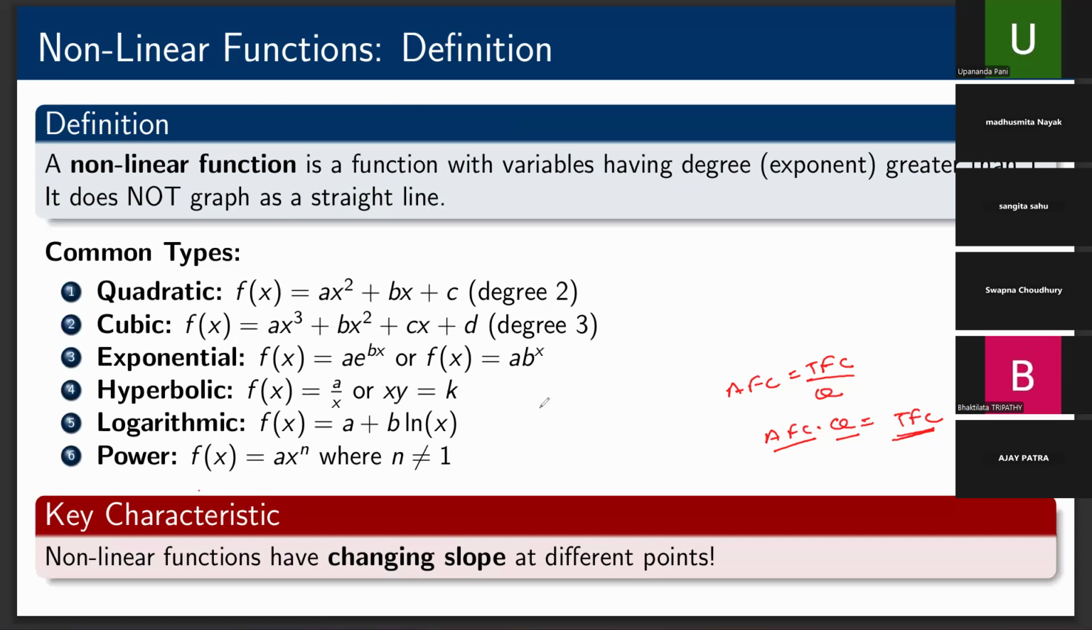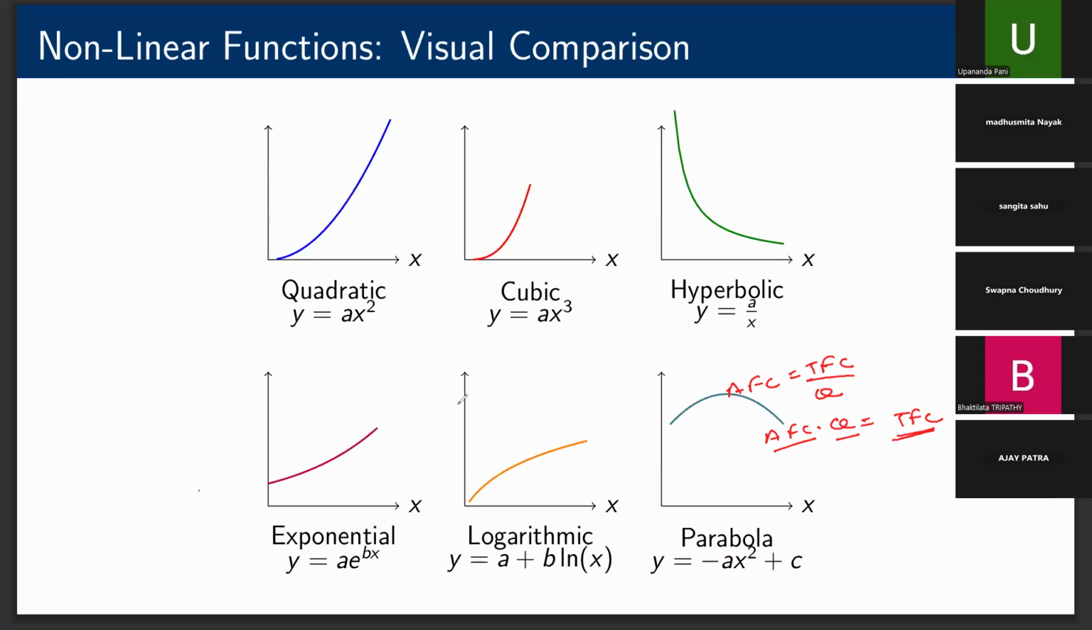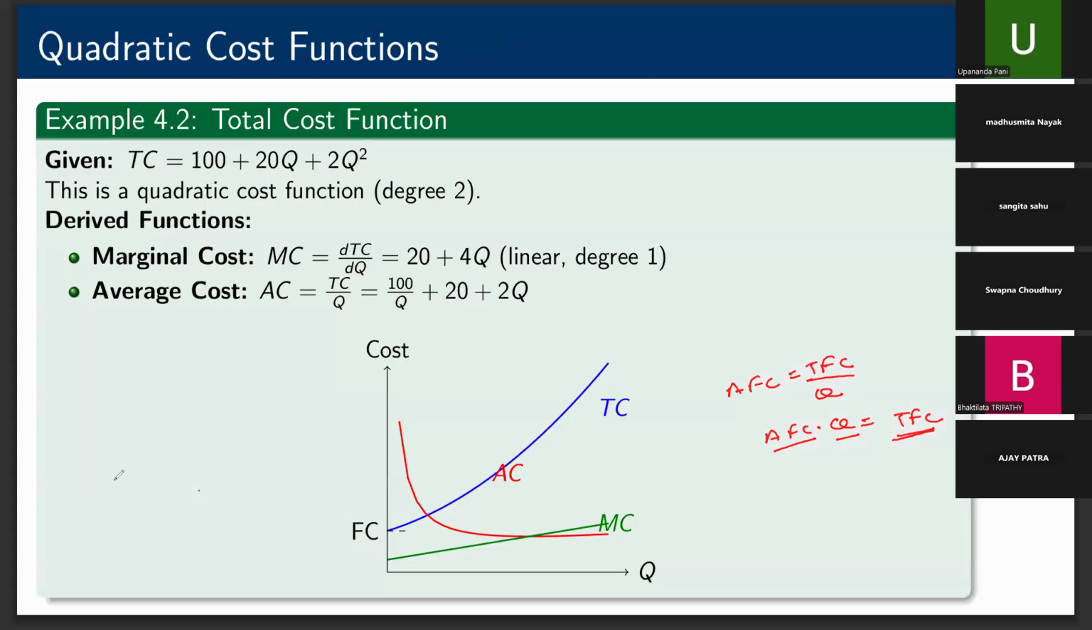Next. Okay, some examples of graphs: quadratic function, cubic function. This is a hyperbolic function; we can say this is the average fixed cost curve, or a demand function where elasticity equals 1. Generally, we draw a demand function as a downward sloping straight line. If it is not a straight line, it is in a quadratic format, it will be hyperbolic. Then exponential function, logarithm function, and parabolic function, which takes a U shape or inverted U shape. These are the parabolic functions.